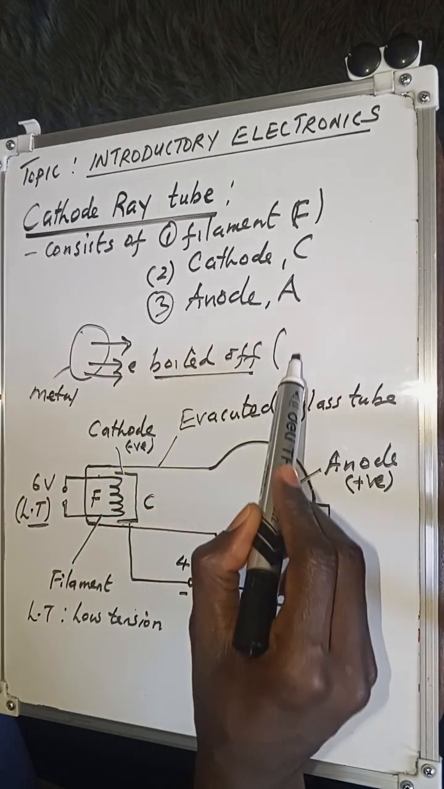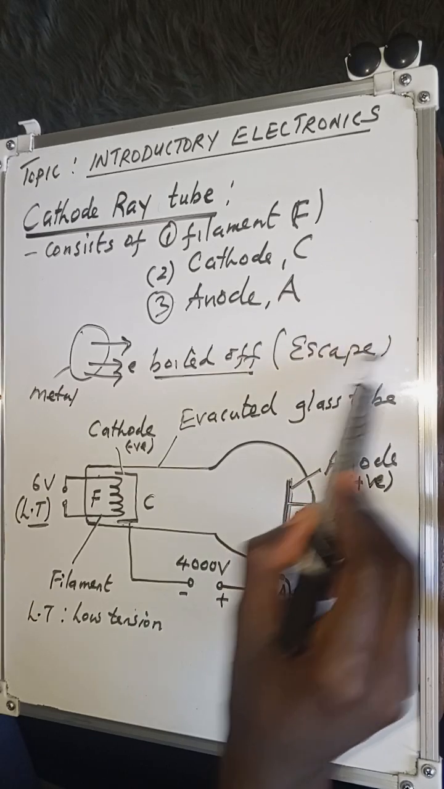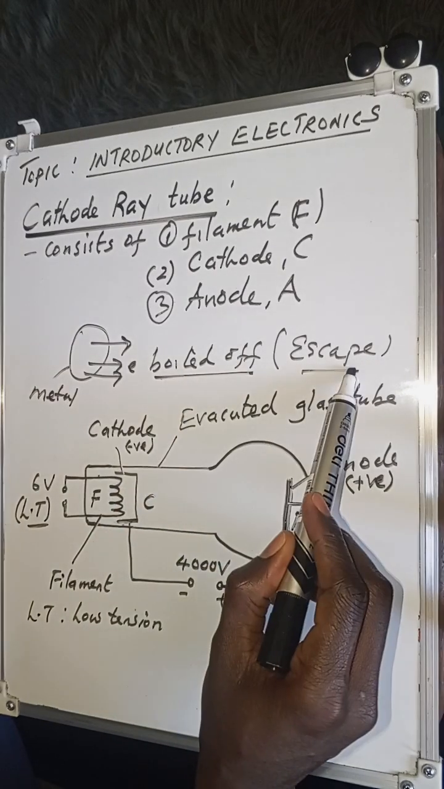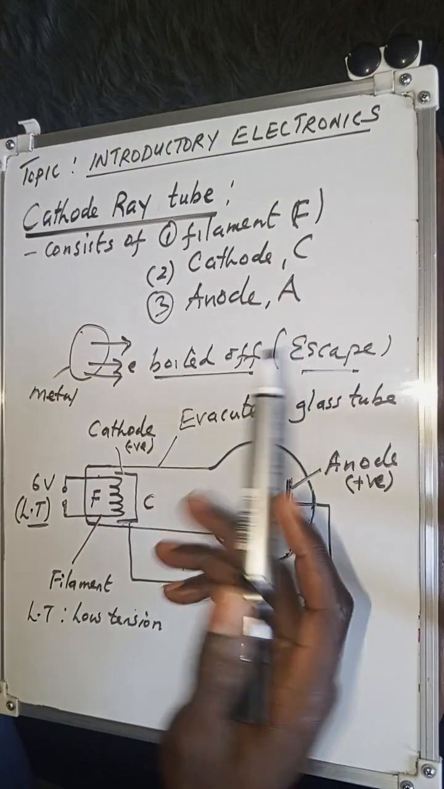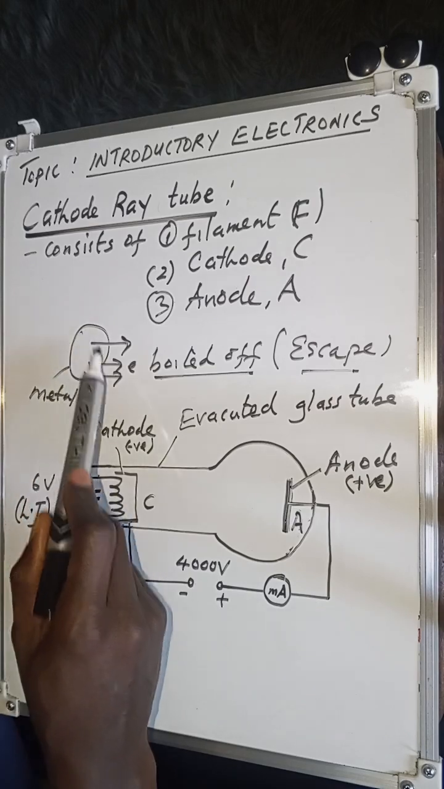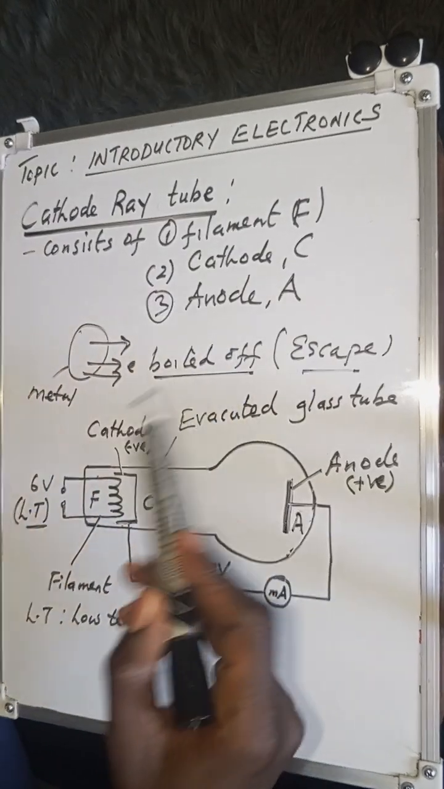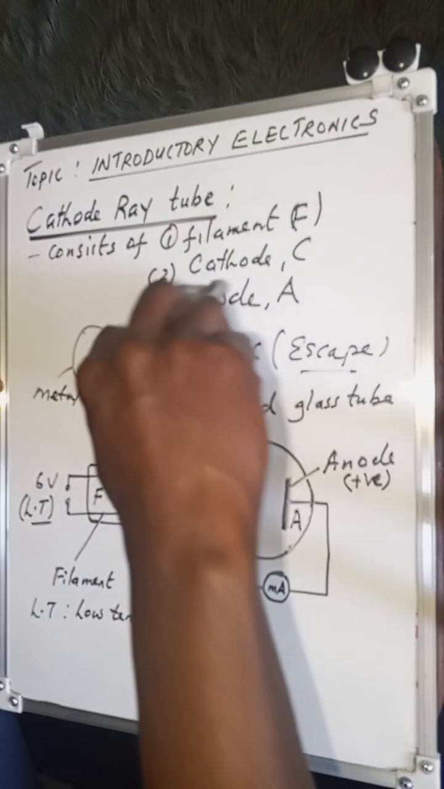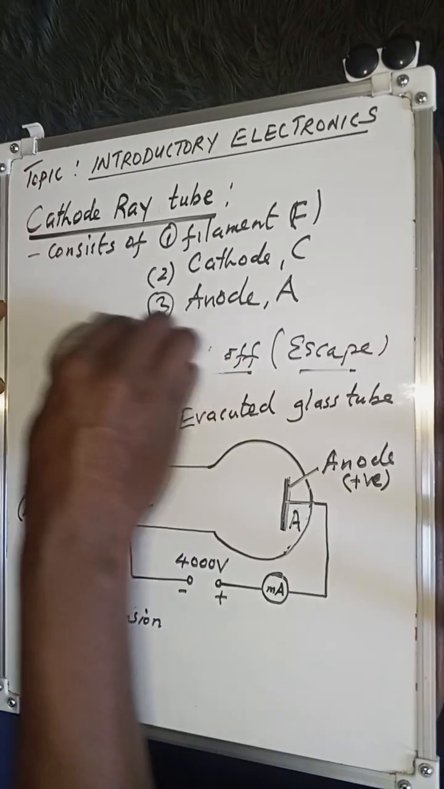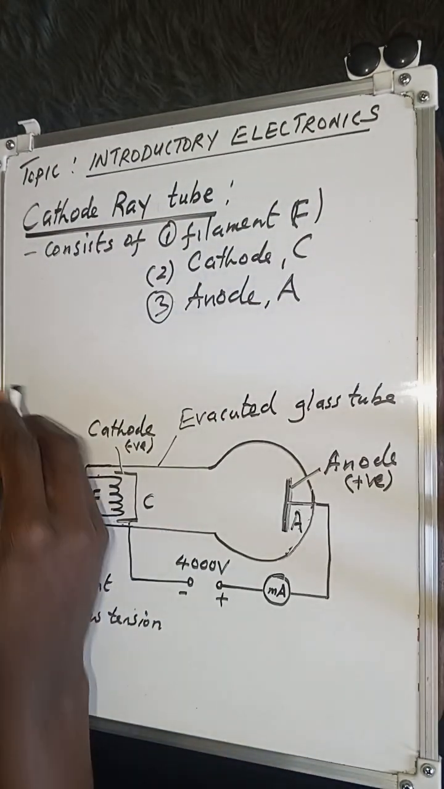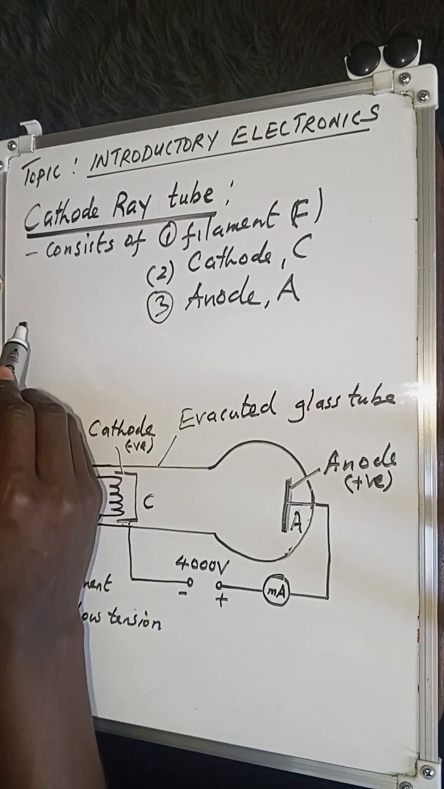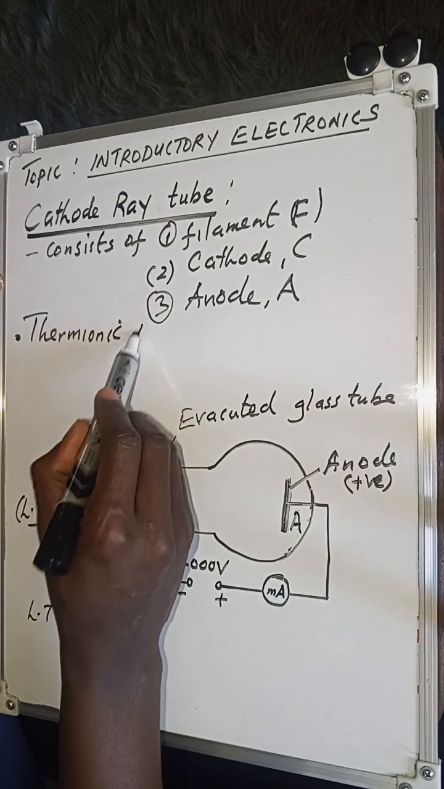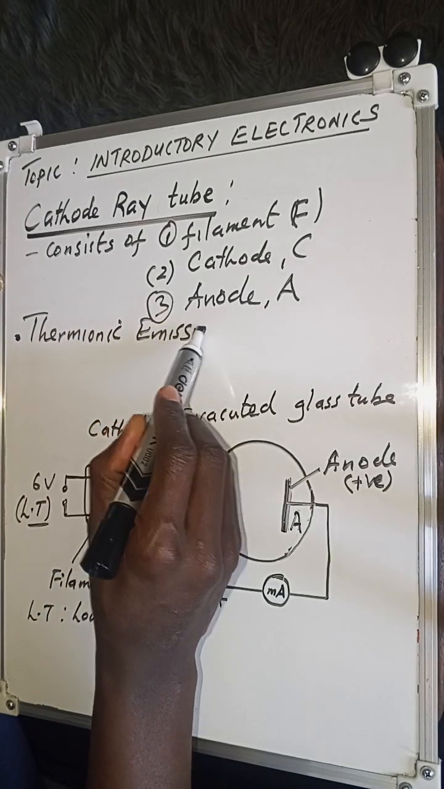So when I say boiled off, I mean they simply escape from that metal surface. Now that process by which the free electrons escape, or are boiled off, from the metal plate when it is heated to a high enough temperature, that is what we call thermionic emission. So we can define an important term that you are going to be using in the exam: thermionic emission.